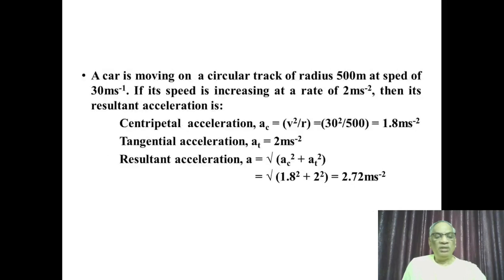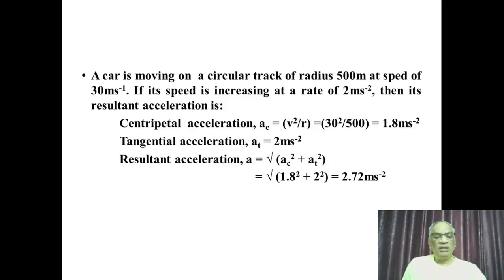Now a car is moving on a circular track of 500 meters radius at a speed of 30 meters per second. If its speed is increasing at a rate of 2 meters per second square, then what is its resultant acceleration? Because the linear speed is increasing, we have two components, centripetal and tangential accelerations. So centripetal acceleration AC is v square by r, that is 30 square by 500, 1.8 meters per second square. Tangential acceleration AT is 2 meters per second square, already given.